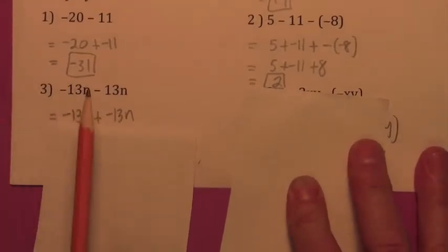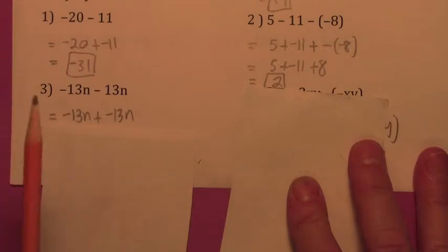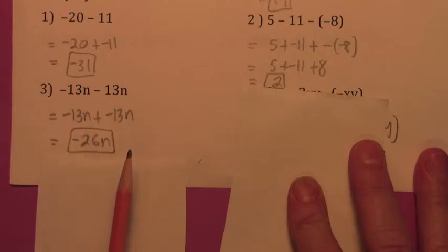Alright, so here, that's an opposite sign, that's a minus sign. So this minus sign right here becomes plus a negative, and you get negative 13n plus negative 13n is negative 26n.